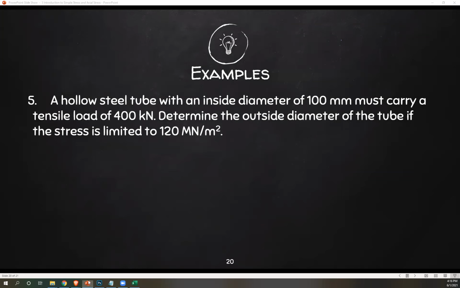Number 5: a hollow steel tube with an inside diameter of 100 millimeters must carry a tensile load of 400 kilonewton. Determine the outside diameter of the tube if the stress is limited to 120 meganewton per meter squared. So basically, we have a hollow tube with an inside diameter given and a tensile load. So we need to know what should be its dimension, specifically outside diameter, so that it won't exceed your stress limit of 120 meganewton per meter squared.